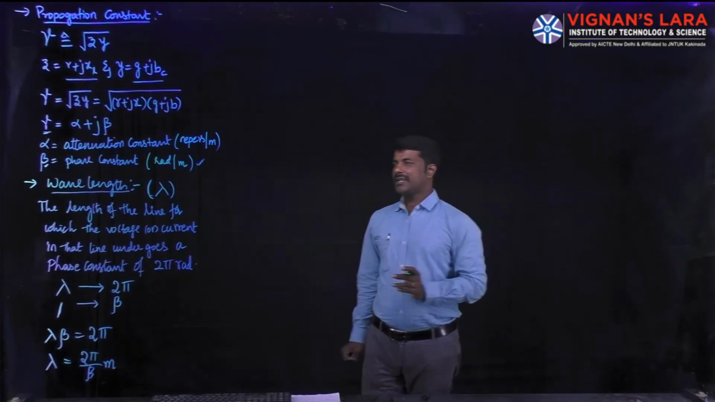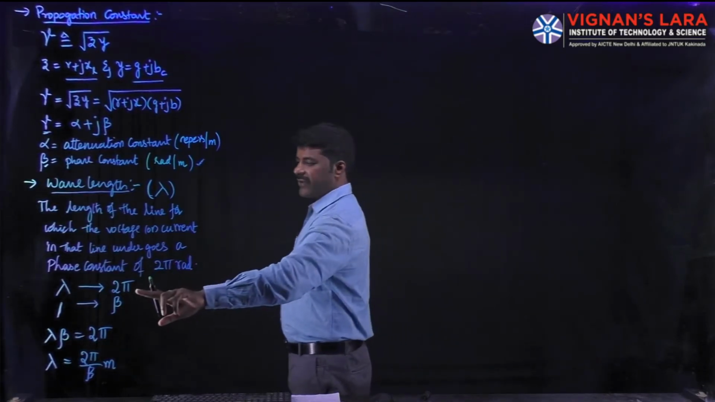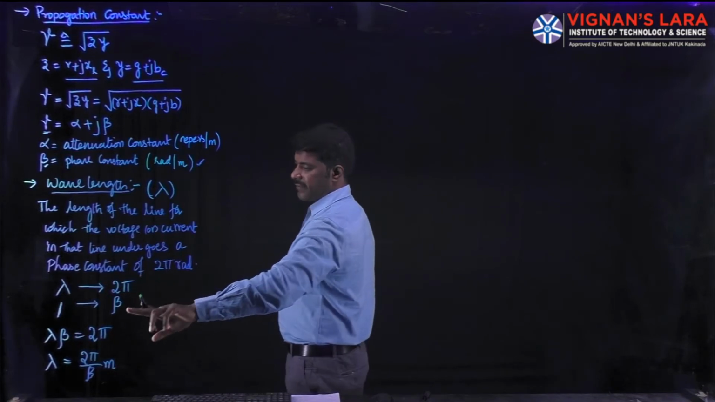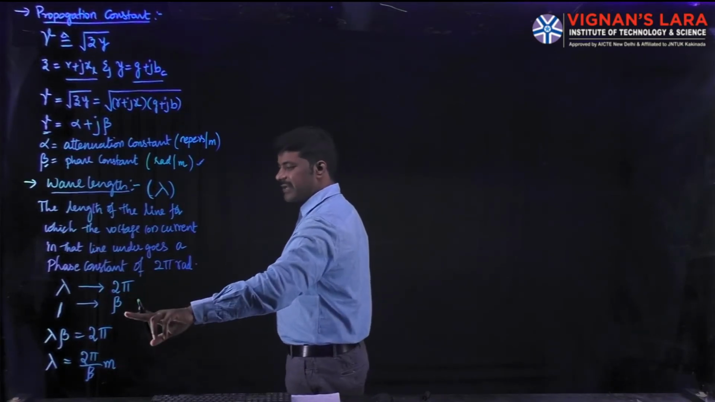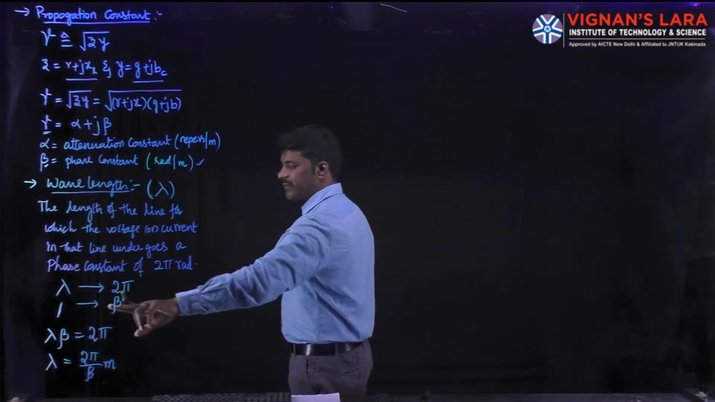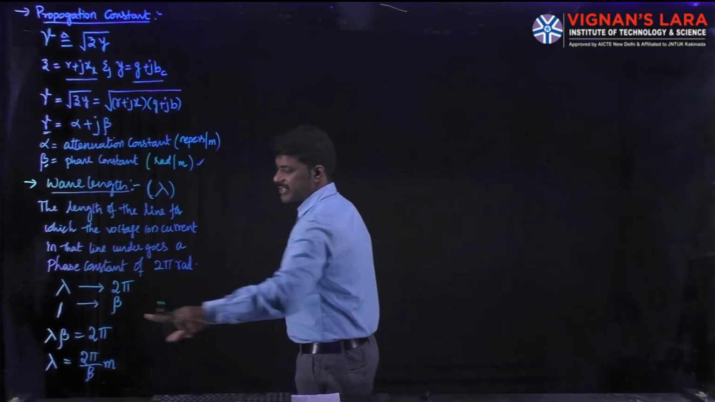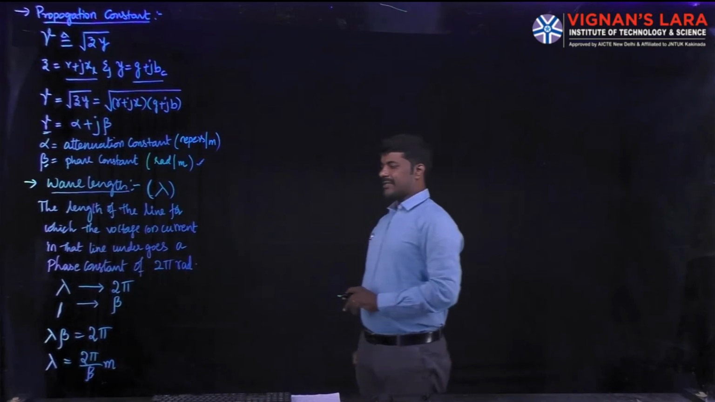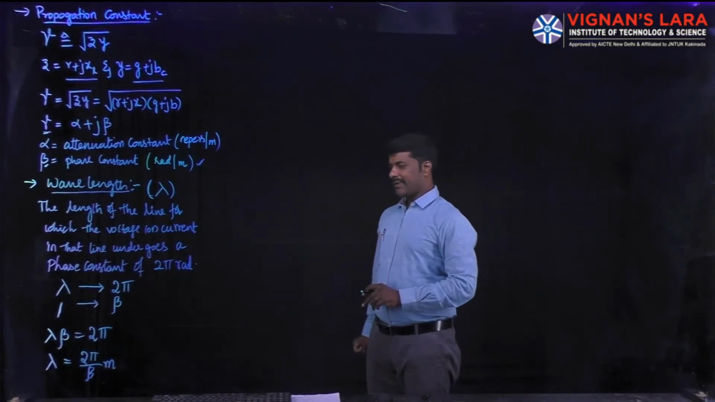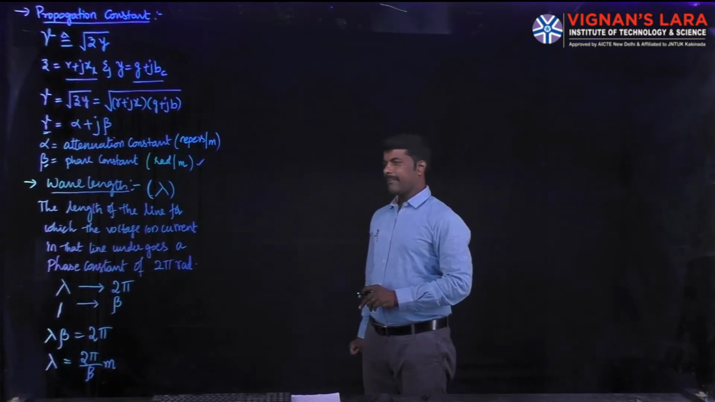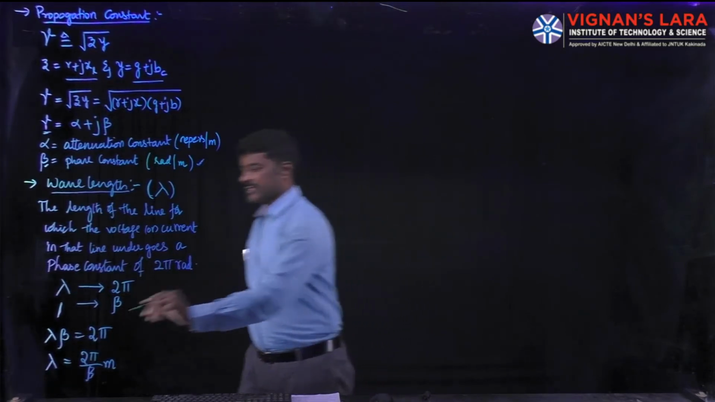So as per the definitions, lambda is identified for 2 pi radians, whereas the beta definition itself is the radians undertaken for 1 meter length. Observing this, the following relation should hold, that is lambda beta is equal to 2 pi, where lambda is equal to 2 pi by beta meters. Okay, so this is important.